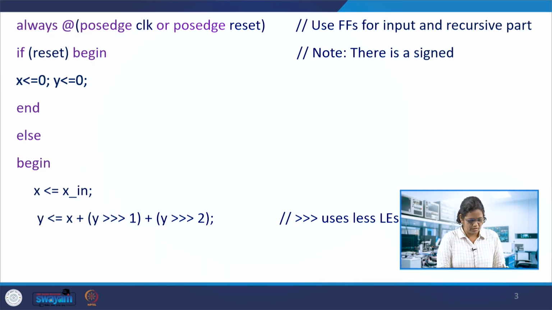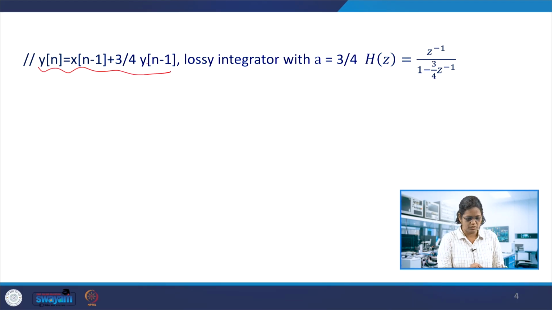Here Xin is assigned to X, so this is x of n minus 1. Because when you use a non-blocking assignment, this is assigning the flip-flop, and it takes the old value. These two correspond to y of n minus 1, and this is also y of n minus 1. The 3 by 4 coefficient is going to be 1 by 2 plus 1 by 4, so it is 0.5 plus 0.25.